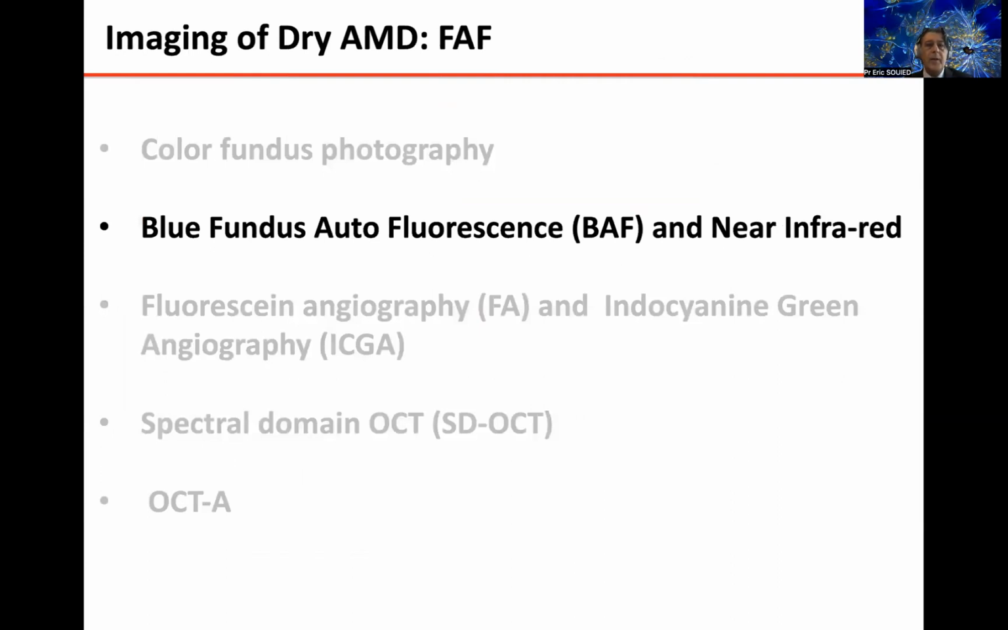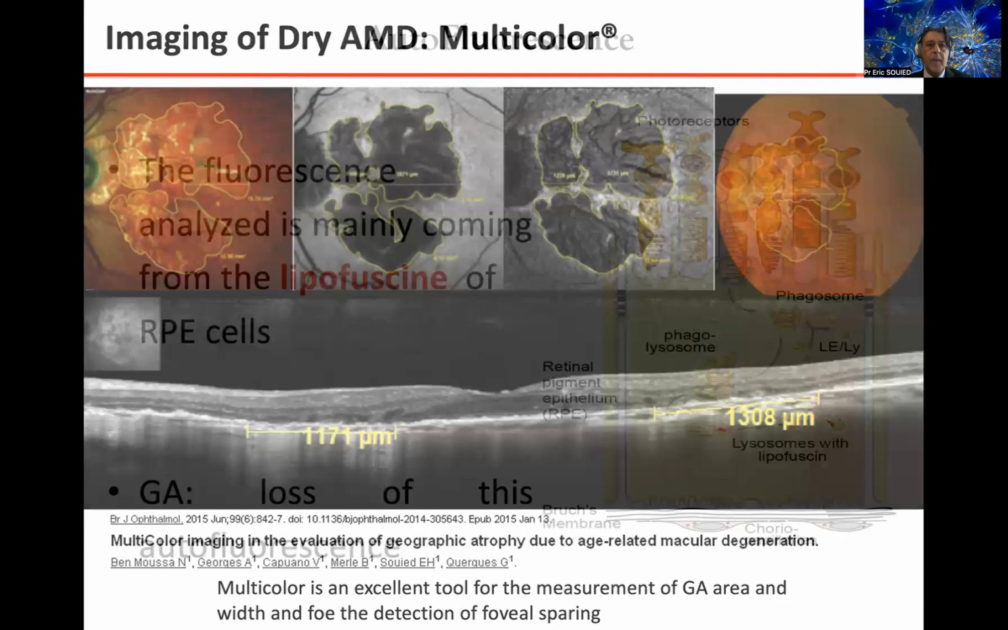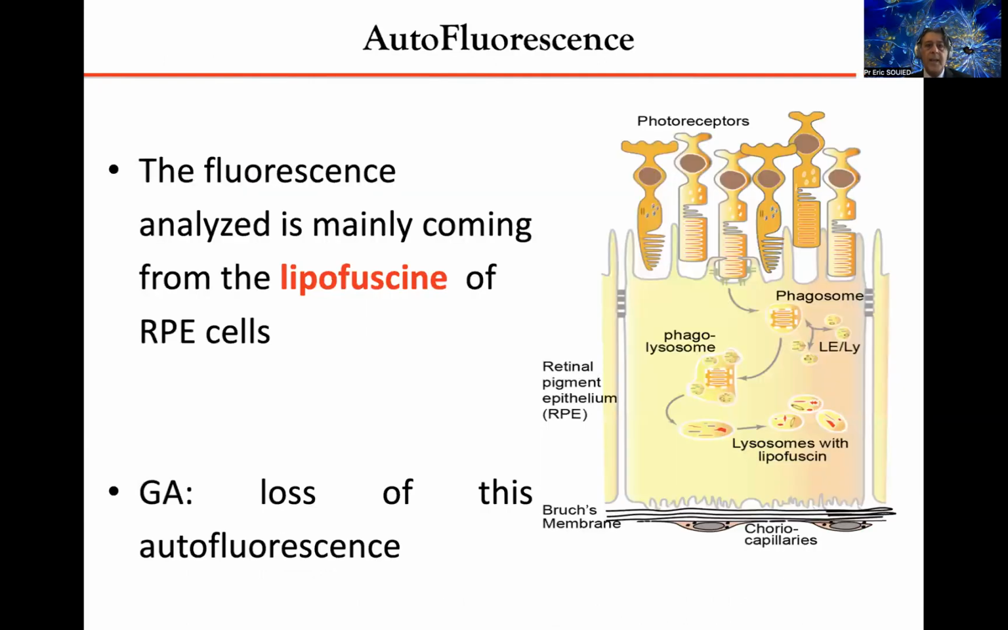Actually, the gold standard is the fundus autofluorescence. The fundus autofluorescence must be considered as a tool, a part of the multimodal imaging in patients. The fluorescence analyzed is mainly coming from the lipofuscin of the RPE cells. The geographic atrophy is determined by the loss of this autofluorescence.